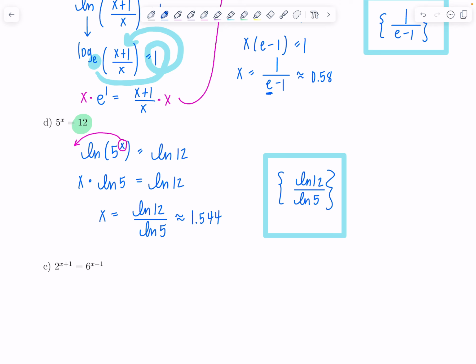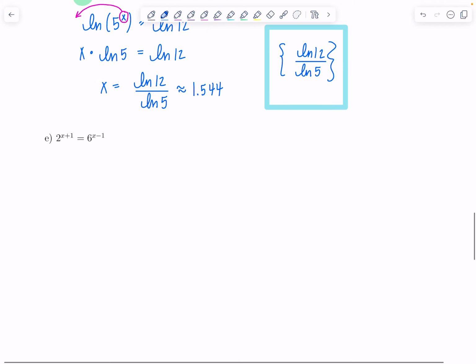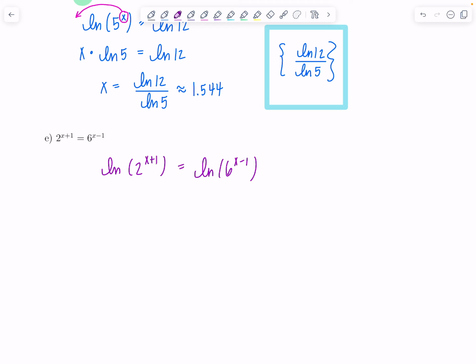Okay. Same idea for E. It's just the spice level has been increased significantly. Are you ready? Okay. Starting off, we're going to take natural log of both sides. So we have natural log of 2 to the x plus 1 equals natural log of 6 to the x minus 1.